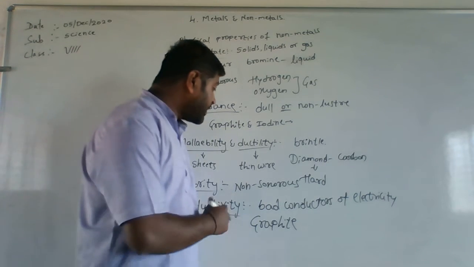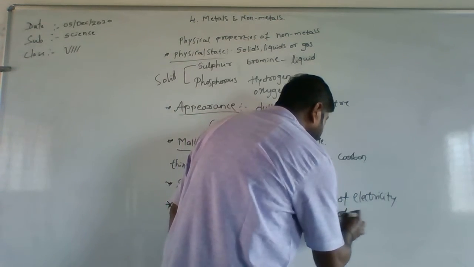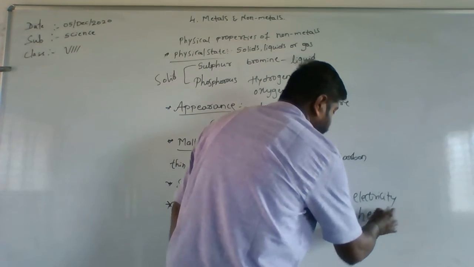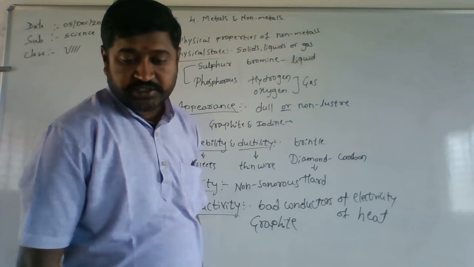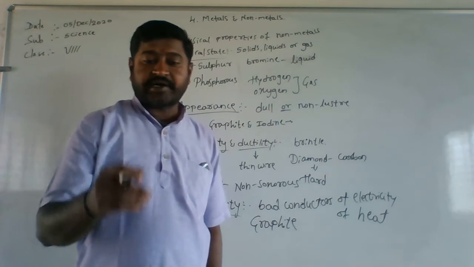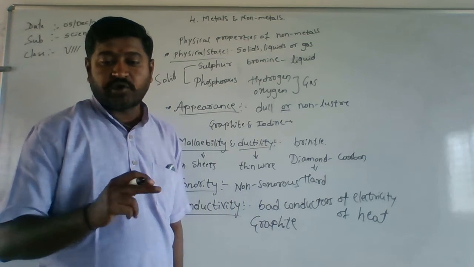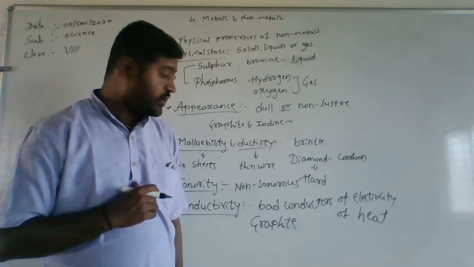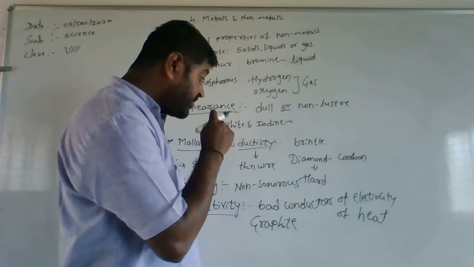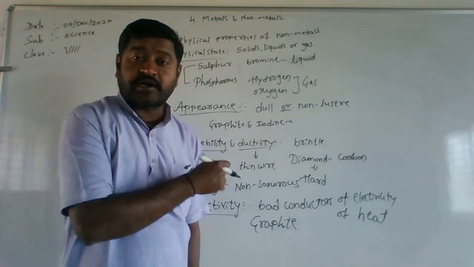And these non-metals are also bad conductors of heat. So non-metals are bad conductors of heat. They have low melting and boiling points. If we add heat, this is also a bad conductor of heat.